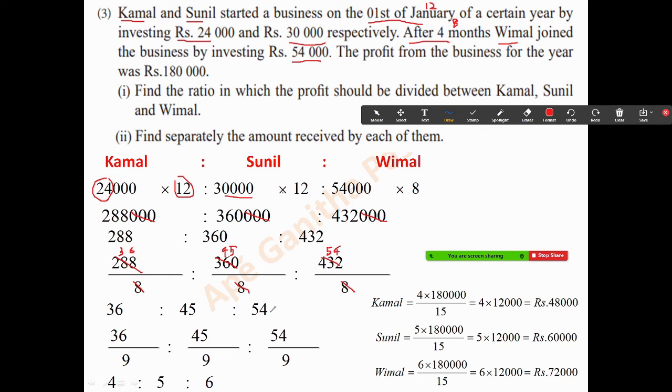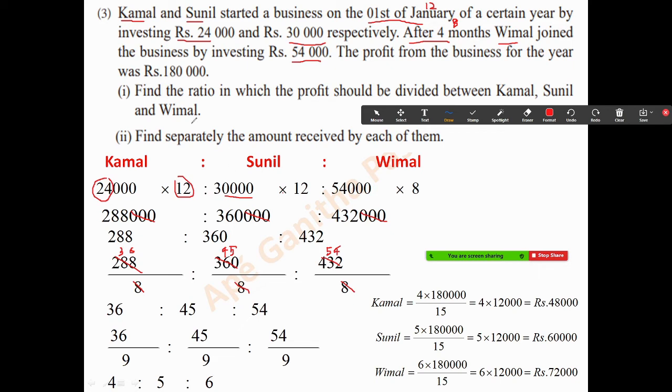Is there any common number by which we can divide 36, 45 and 54? 36, 45 and 54 are divisible by 9. 9 into 4, 36, so write 4. 9 into 5, 45, so 5. 9 into 6, 54, then 6 here.